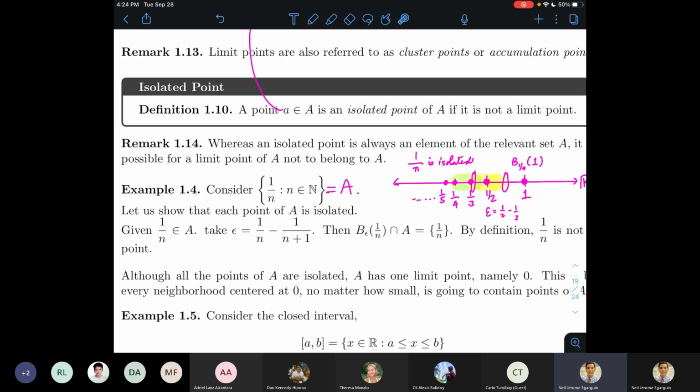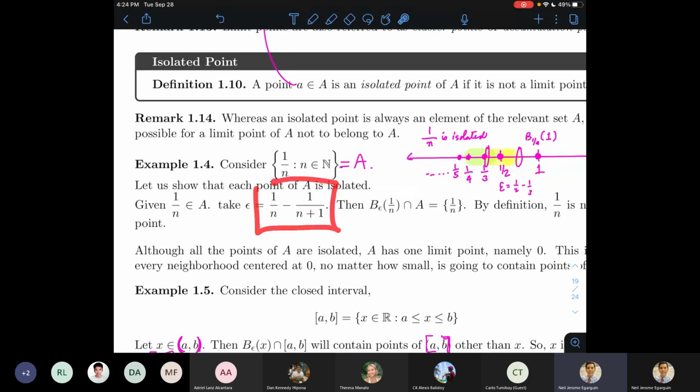So they took an arbitrary element of the set A, kasi ang claim ay every element of A is an isolated point. So they took an arbitrary element of A, and it's 1/n, and they took epsilon to be 1/2 minus 1/n plus 1. So basically, the point itself minus the next element, or actually the nearest element of A to it. Kinuha nila yung pinakamalapit, they computed the distance between the two, and that makes the choice of the epsilon neighborhood to not contain any other element of A.